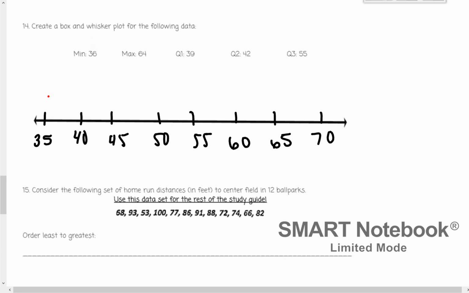All right, my min, I'm going to estimate about where 36 is. That's going to be right around here. Remember, I don't put those dots on the line, I put them above. My max is 64. That's going to be right around here. My Q1 is 39. That's a little bit less than 40.